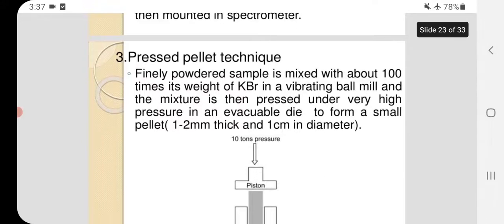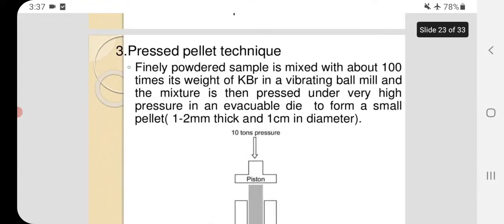Third, press pellet technique. Finely powder the sample and mix it with about 100 times its weight of KBr in a vibrating ball mill, and the mixture is then pressed under very high pressure in an evacuable die to form a small pellet.